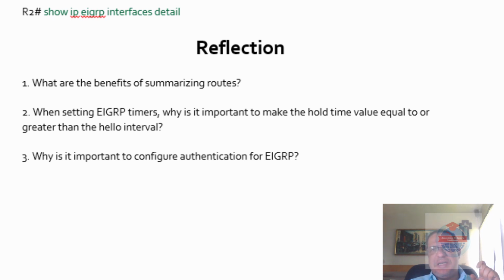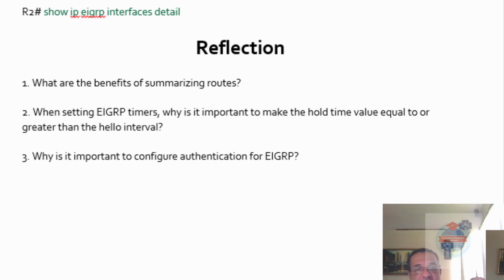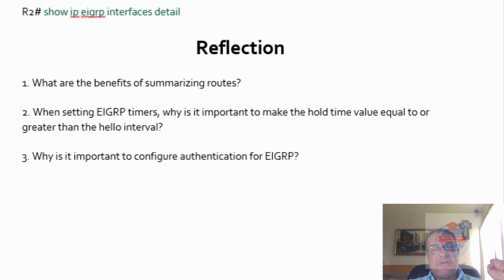The second part is, when setting EIGRP timers, what is important is to make the hold time value equal to or greater than the hello interval. Well, guys, if the hold time value is less than the hello interval, the network adjacency goes down. So it's very important that you pay attention that the value for the hold time is gonna be equal to 15 seconds, and the value for hello intervals is gonna be 5 seconds. Remember that we saw that on the previous exercise.